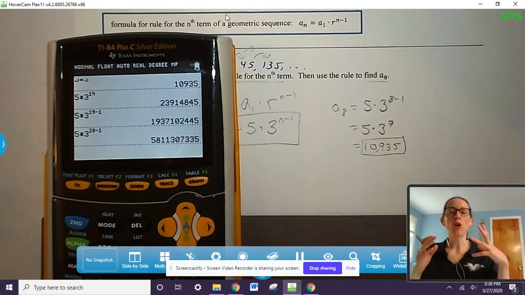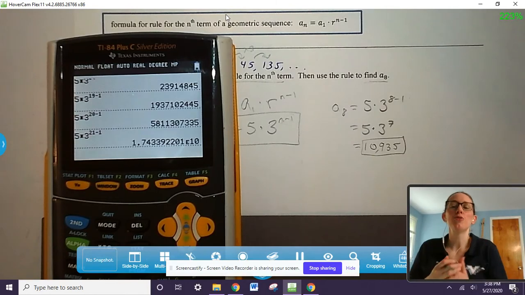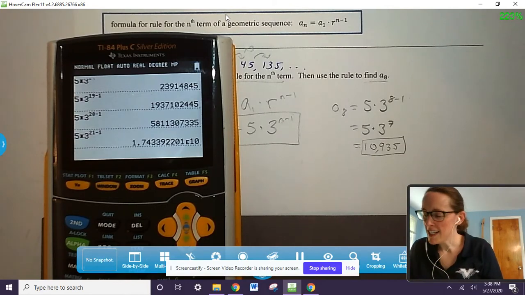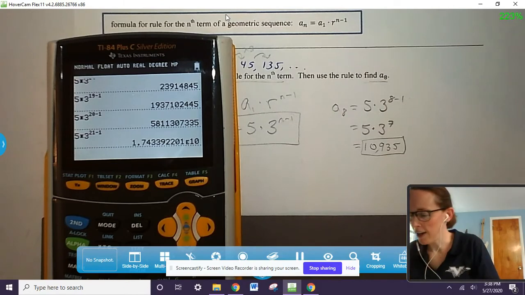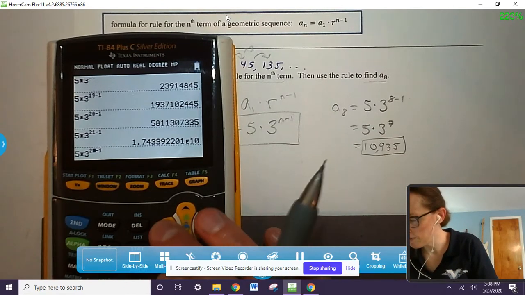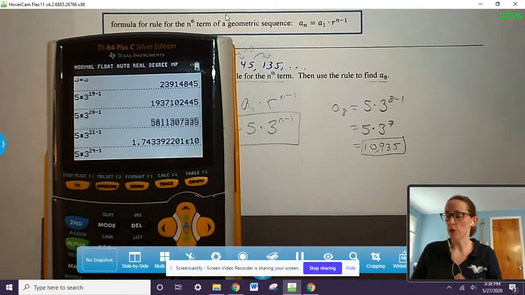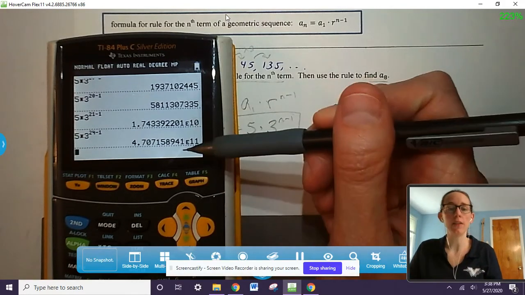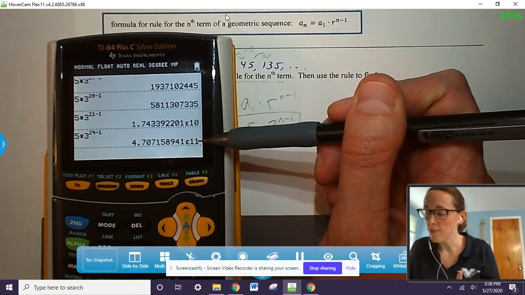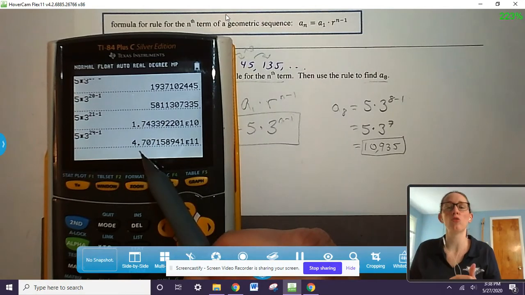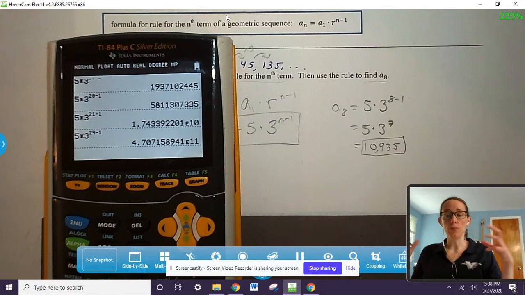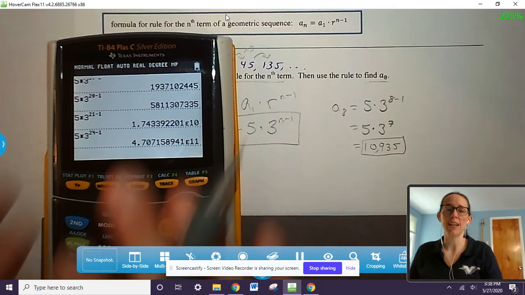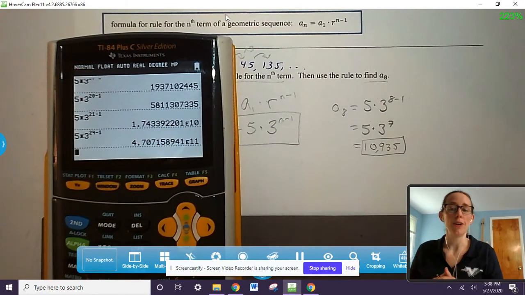This is now so large that the graphing calculator resorts to scientific notation. This E10 means times 10 to the 10th. And if I go ahead and make this even bigger, if I put in like 24 and find the 24th term, this means times 10 to the 11th. So what you'd have to do to find this number is move that decimal point 11 places to the right. It's huge. So what happens is these numbers get very big very quickly, and that's why we do a lot of calculator work when we're doing geometric sequences in series.